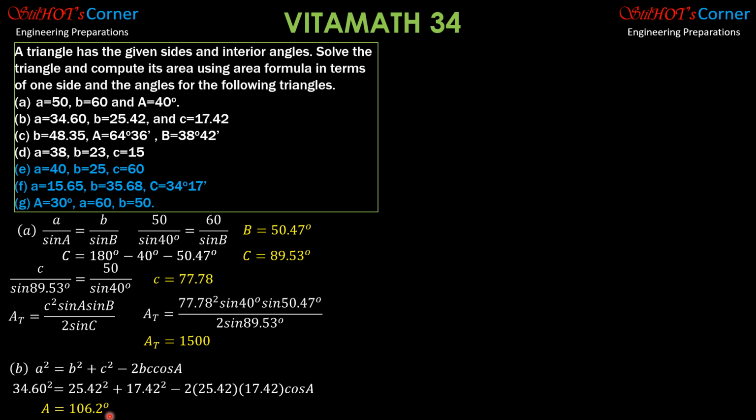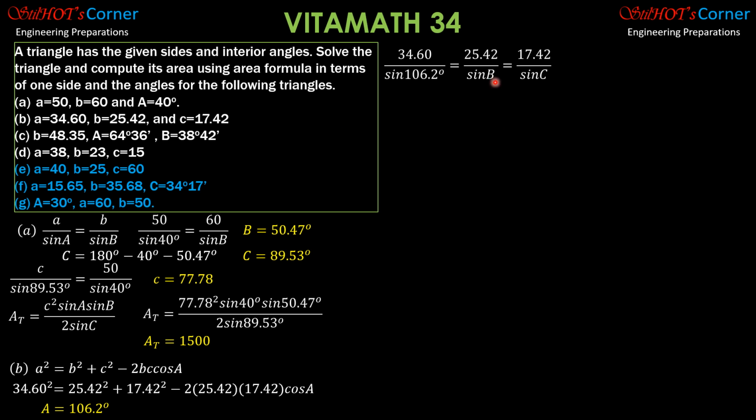So it is an obtuse angle. Now that we have found angle A, definitely angles B and C will be acute, and the law of sines can be used here safely. So side A, 34.6, over sine 106.2 degrees equals B, 25.42, over sine of angle B equals 17.42 over sine of angle C.